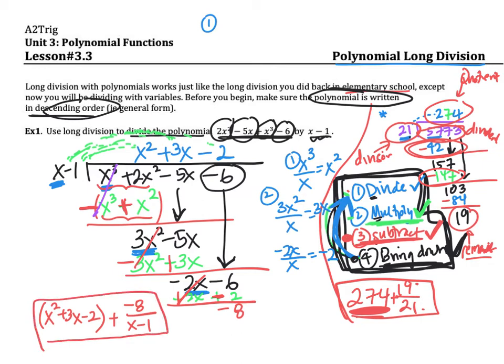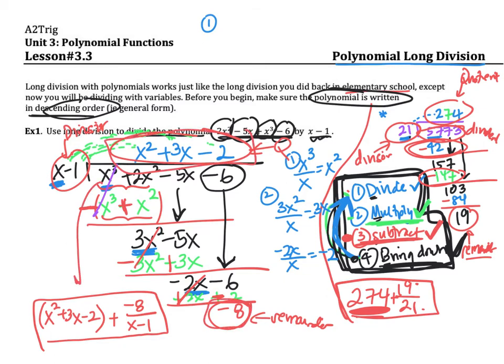Or you can just say this is the quotient, this is the divisor, what we're dividing by, and this is my remainder. Those are the big 3 main vocabulary words you need to know. But there we have it, quotient with our remainder. So this polynomial would equal that if we did that long division.